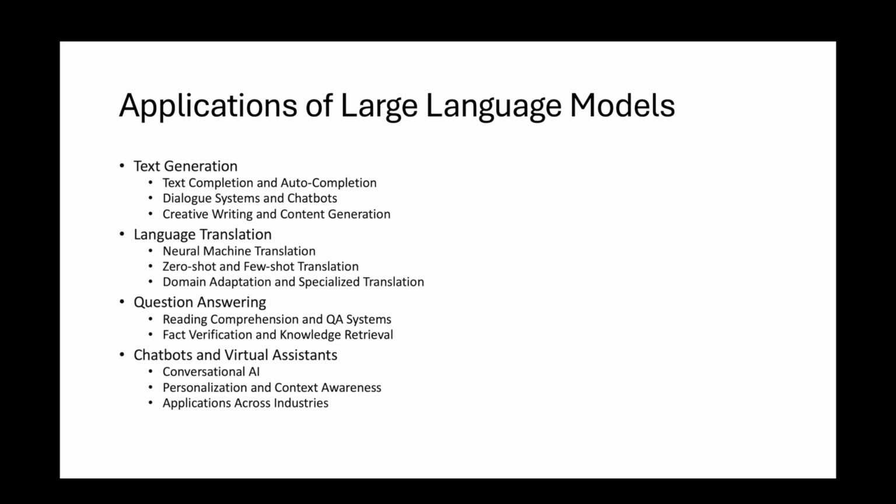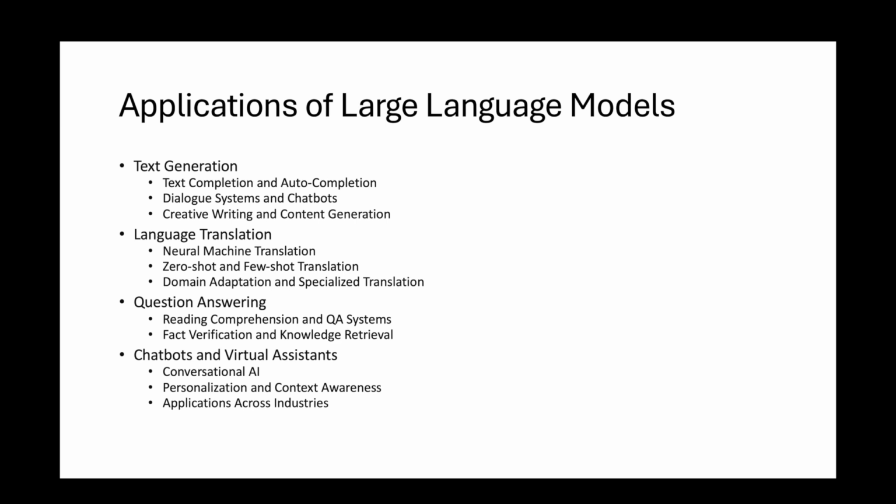Zero-shot and few-shot translation. LLMs enable zero-shot and few-shot translation, where models can translate between language pairs not seen during training or with limited training examples. This capability is particularly valuable for translating between lower-resource languages and adapting to new language pairs with minimal supervision.